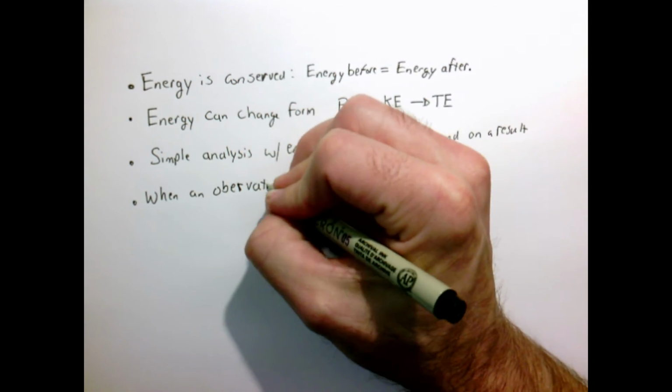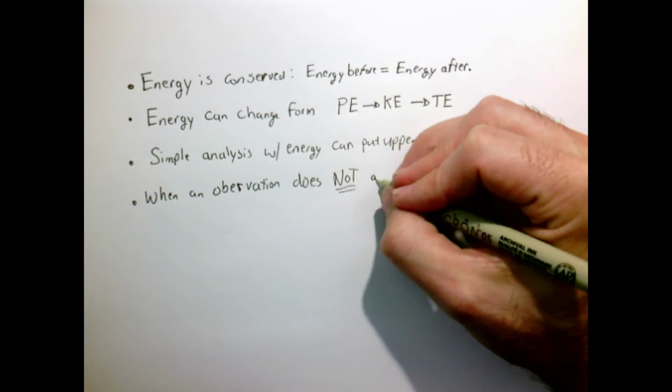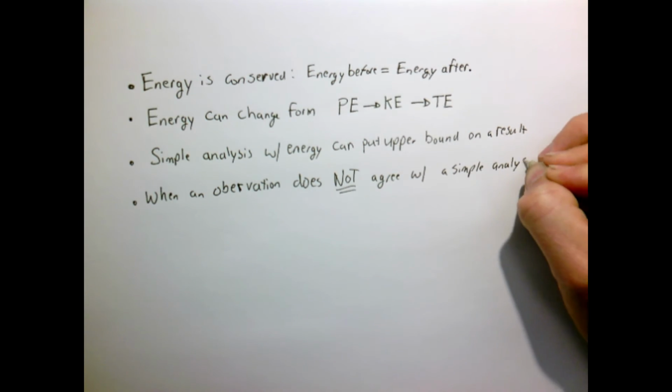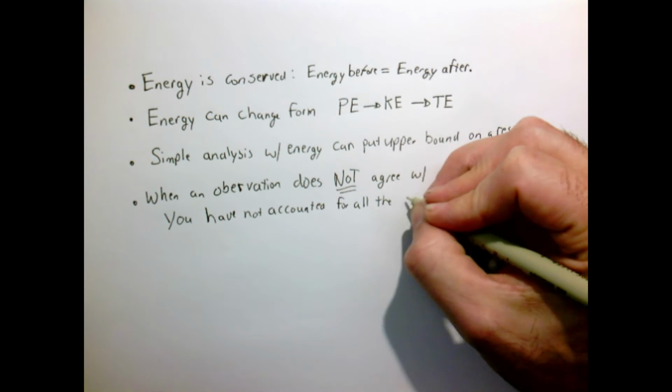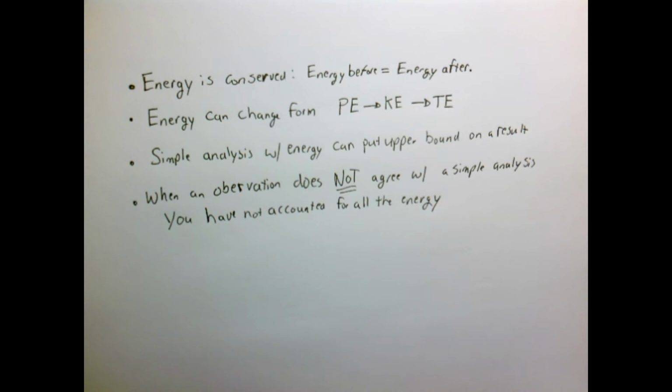Another point is that when the observation does not agree with the simple analysis, it just means you have not accounted for all the energy. So in our example, we got this result that the velocity when we dropped the ball was square root of 2gh. However, when we did it in air, we found that the velocity did depend upon the mass, which didn't agree with our result, so we had to account for the energy going into the movement and the heating up of the air.